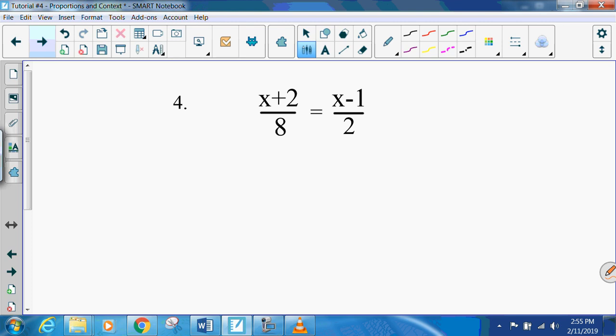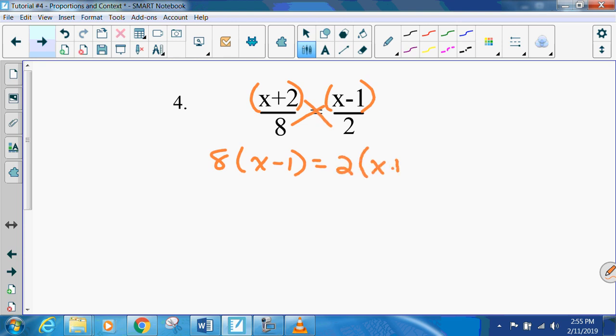Now x has company, x plus 2 and x minus 1. So we're going to do both of those in parentheses to remind ourselves that we have to distribute. So hopefully this is coming back to you. I know that you did a lot of work with proportions in middle school, so hopefully it is coming back.